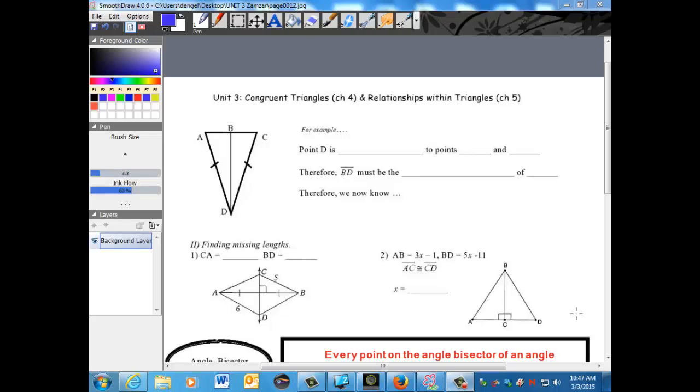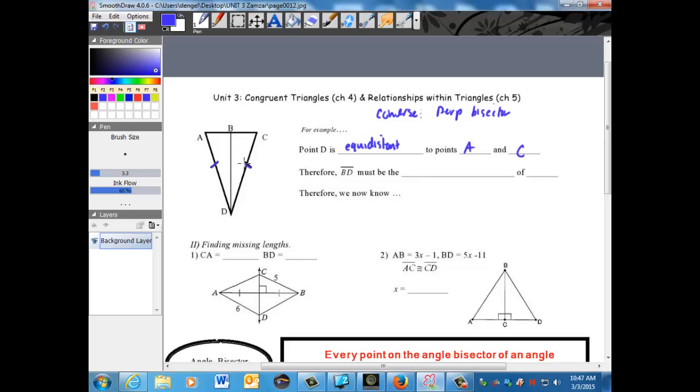Okay, so again, we are dealing with the converse of the perpendicular bisector. Okay, so we're going to say if point D is equidistant to points A and C, or sorry, we are just saying that point D is equidistant to points A and C. That's why we have these two marks.